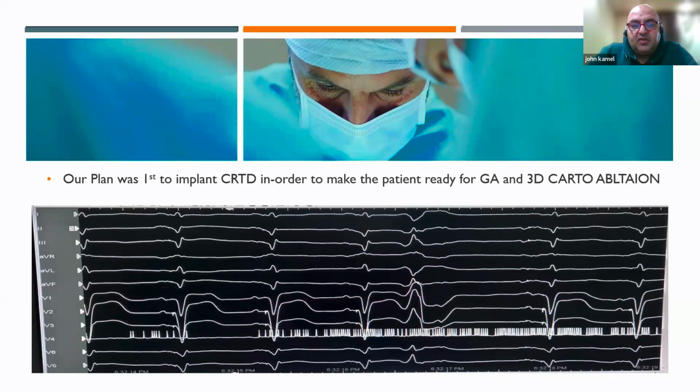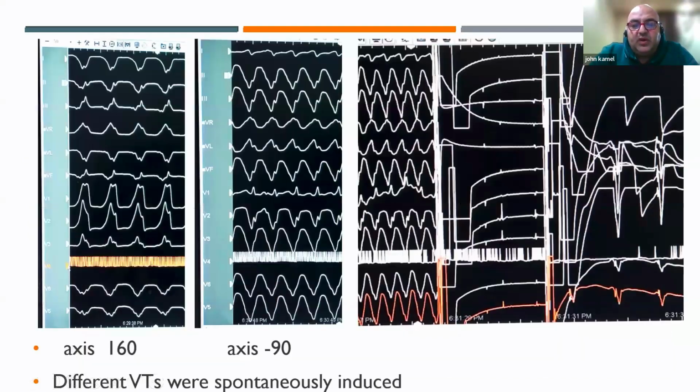So the first thing we did, we implanted a CRTD for two reasons. The first reason is he is in complete heart block and his heart rate is about 35 to 50. And second, because we will do ablation of VT under general anesthesia, and this heart rate is not compatible with general anesthesia. So first, we implanted the CRTD successfully, as we can see, this is after CRTD. And after 2 days, we entered the EP lab under general anesthesia for VT ablation.